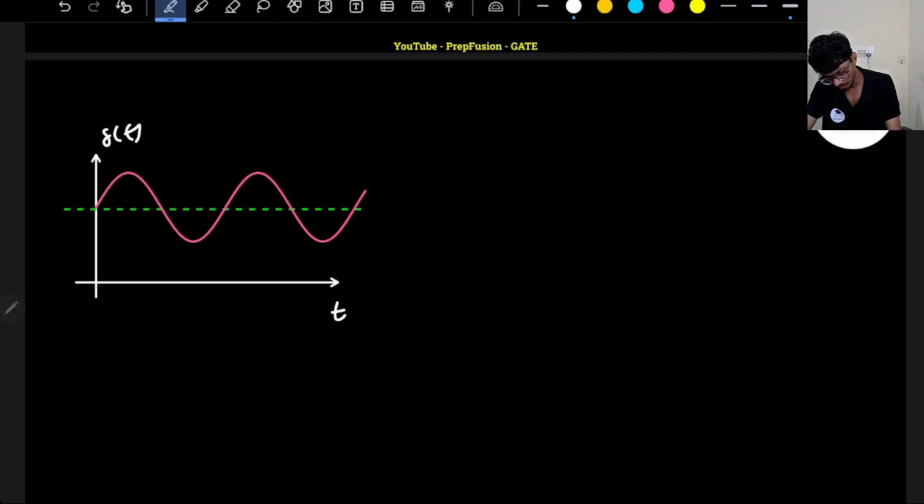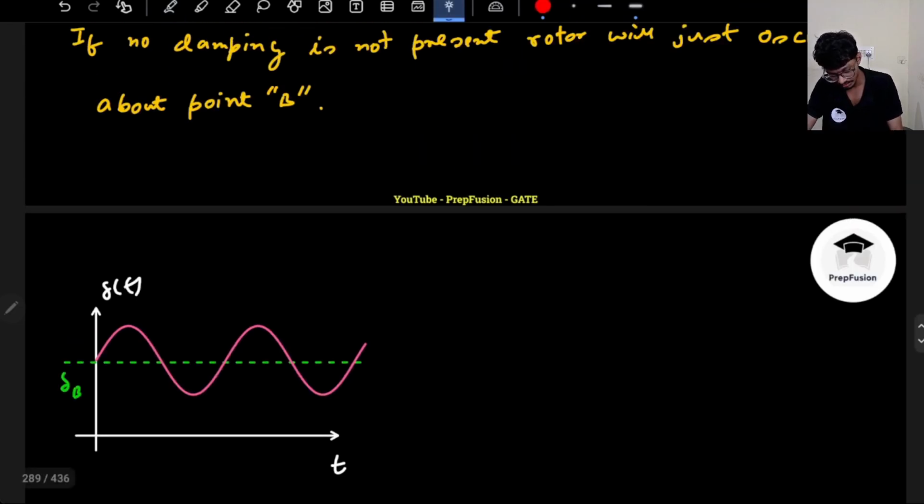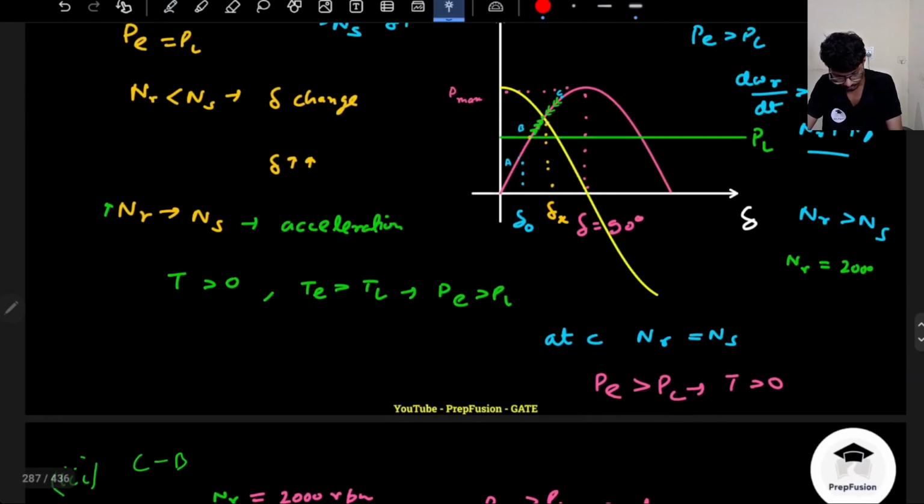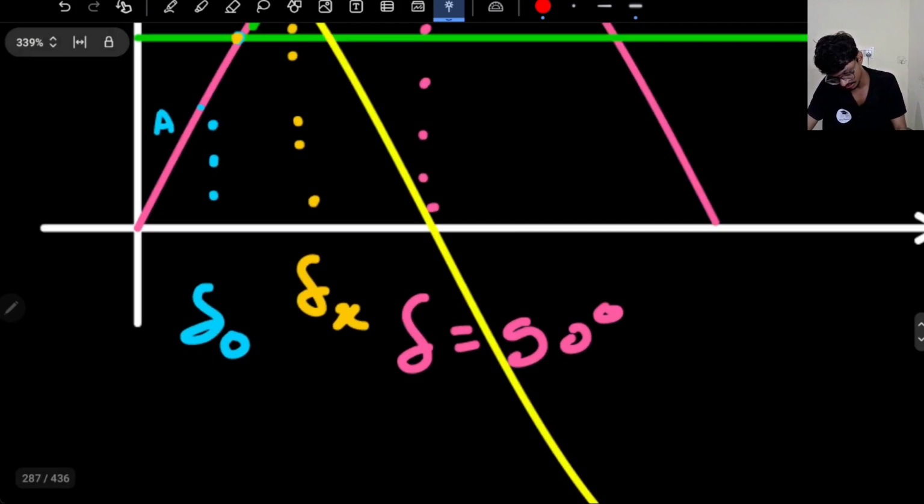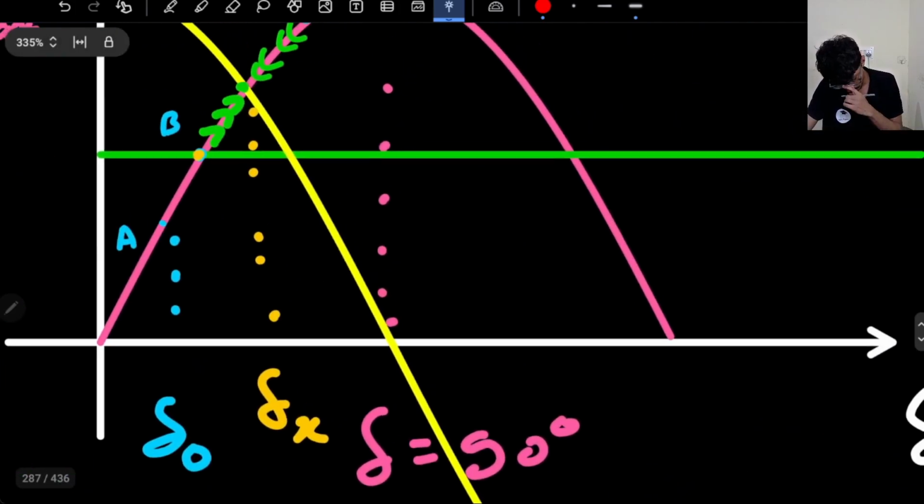Okay, and I will oscillate about this point, that will be my delta B basically. Here the delta angle will reduce. Why? Because from here, right, sorry, not about delta. My delta was increasing from here to here. This is the point of delta C. This is delta, this is not B actually.